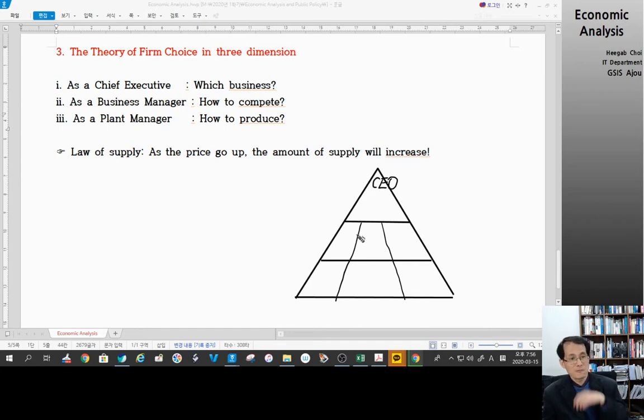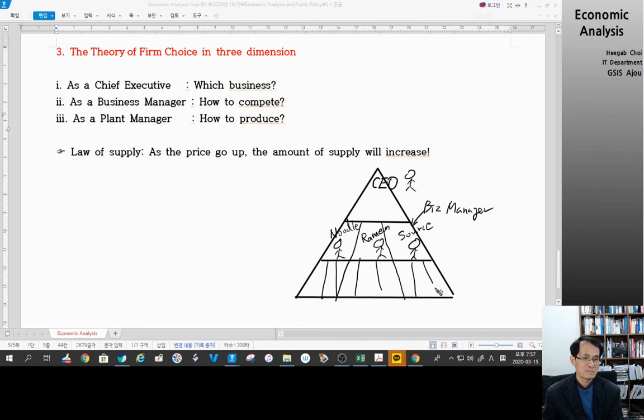Let's say for a food company, this is noodle division, right? This is ramen division, and this one is sauce division, right? And here we have whom? We have a business manager, right? There is a CEO, and there is a business manager, right? And under the business manager, we have many plants, right? And one of them will be picked up, and we have a plant manager that is overseeing the plant.